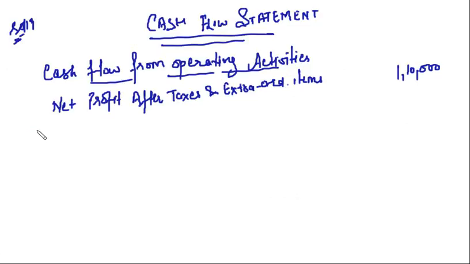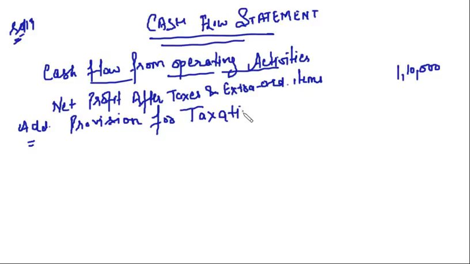So I will say add back provision for taxation. The amount is 50,000. Then proposed dividend of 50,000.